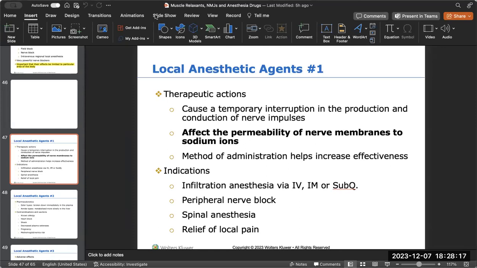How can we give it to them? Well, we might give it to them for infiltration anesthesia, meaning we give them an injection in a specific area, right? If they have a nerve block, if they need spinal anesthesia, we might give one of these, right, to numb a certain area, or for relief of pain, like I said before, like a lidocaine patch on the back if they have a lot of pain there.